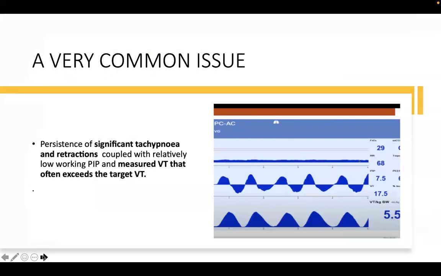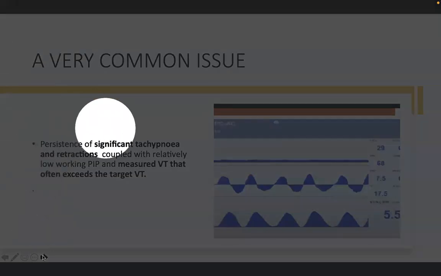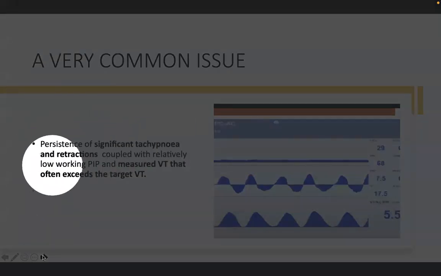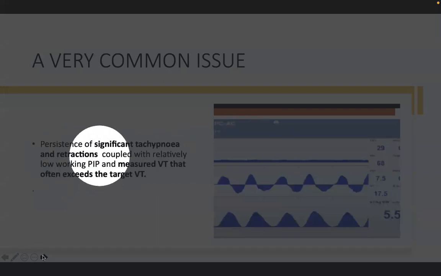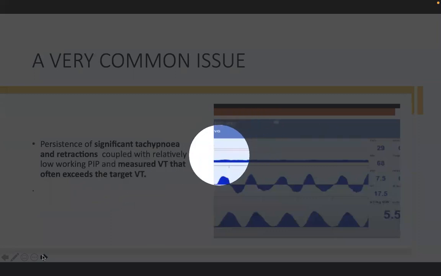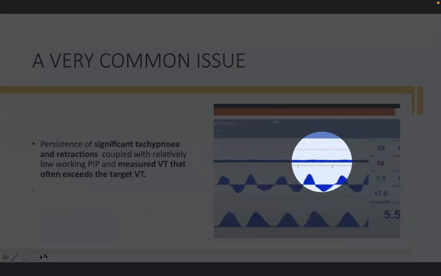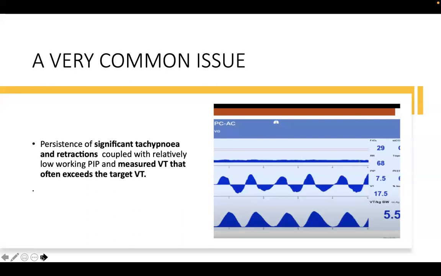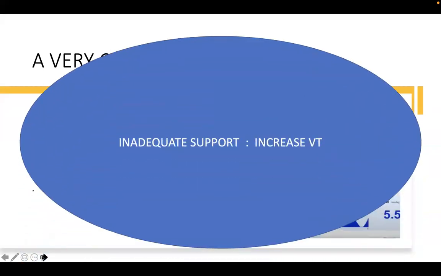A very common issue that we find in our day-to-day practice is that the baby is having significant tachypnea and retractions coupled with relatively low working PIP, and the measured VT often exceeds the set VT that we see. What we see on the graphics is that the PIP graph or the pressure graph becomes flat. So, in this scenario, probably the baby requires more VT than what we have set. In that condition, it is due to inadequate support.